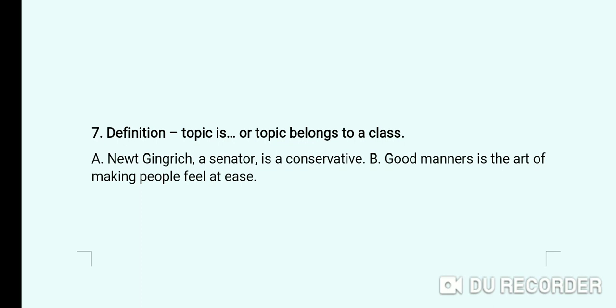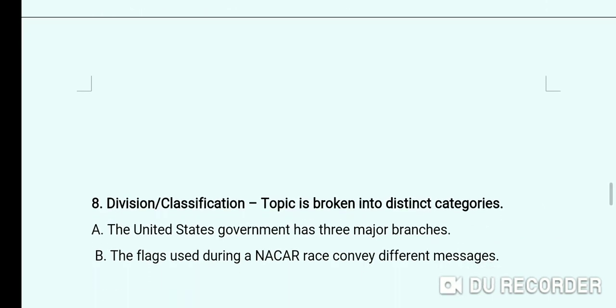Newt Gingrich, a senator, is a conservative. So, it is a definition of that senator. Okay. How it is a conservative, you will write in detail with examples. Good manners is the art of making people feel at ease. Another kind of definition is given here.